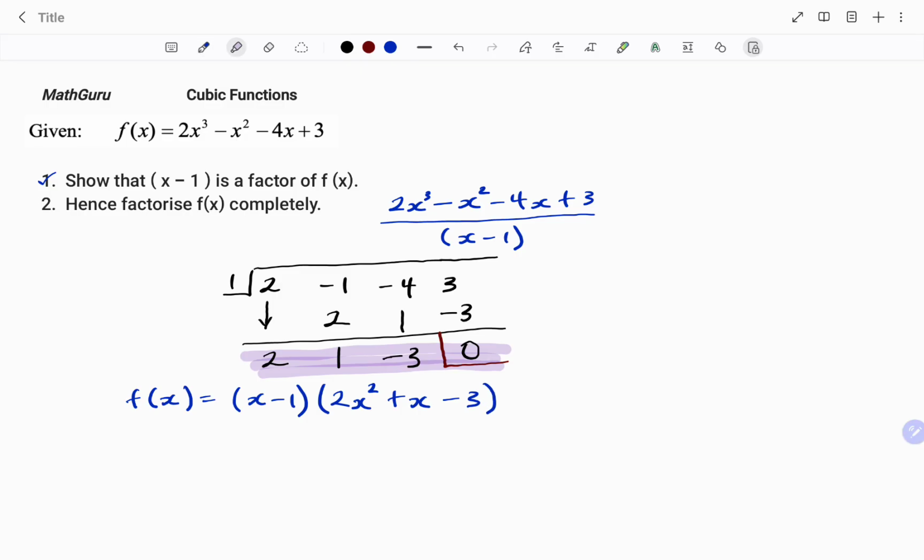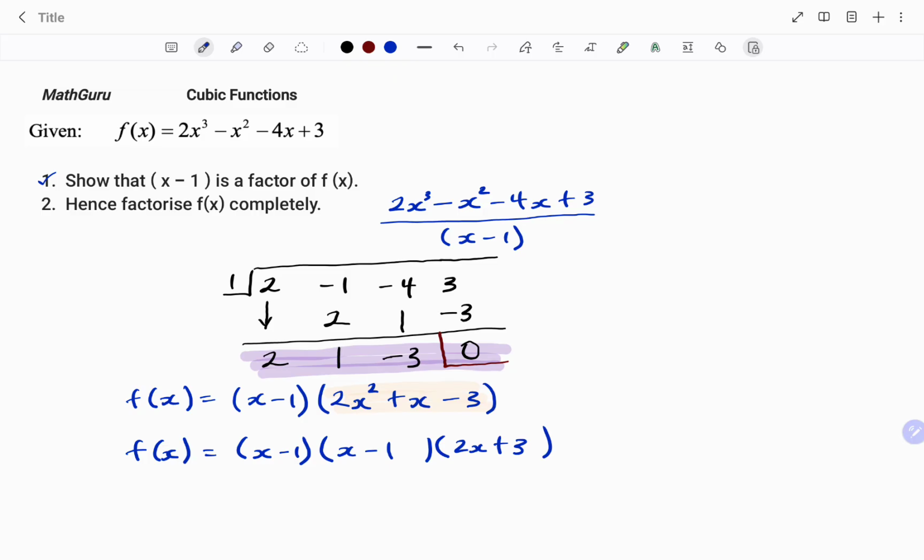And then the next step is I need to factorize my second bracket as shown. So therefore, if I'm to factorize completely, my f of x will be the first factor, x minus 1, and then I factorize the other bracket, that will be x minus 1 times 2x plus 3. So therefore, I've been able to factorize completely my cubic function. Let's go to the third part of the question.